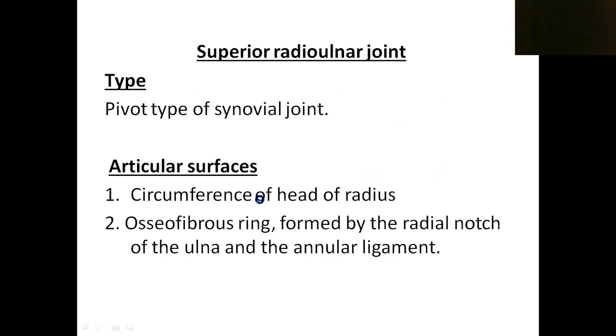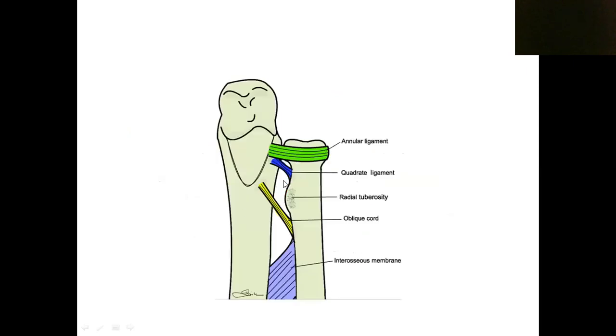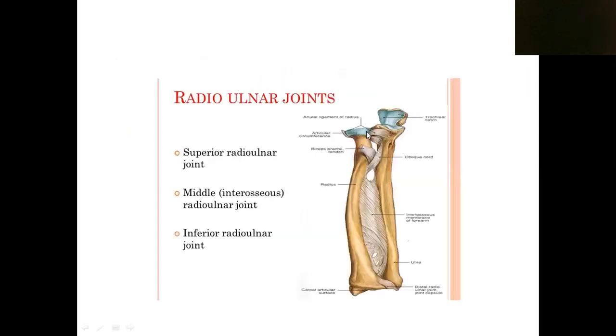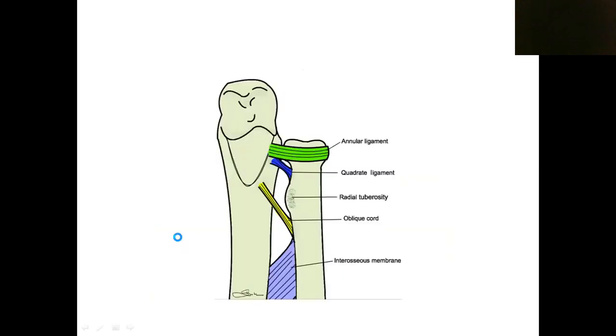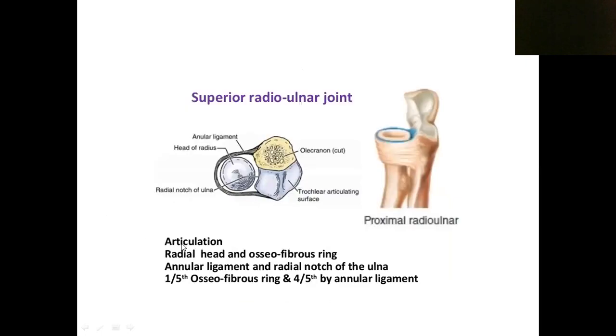Now the circumference of the head of the radius. See this part, this is the head of the radius. It's the periphery, not the superior surface. Here in this image we can see the superior surface, but we mean the periphery of the radius. See this periphery, this is the circumference or margin of the head of the radius. So the articular surfaces are clear. First, it's a pivot variety of synovial joint. Second, articular surfaces. Okay, those two points are clear.